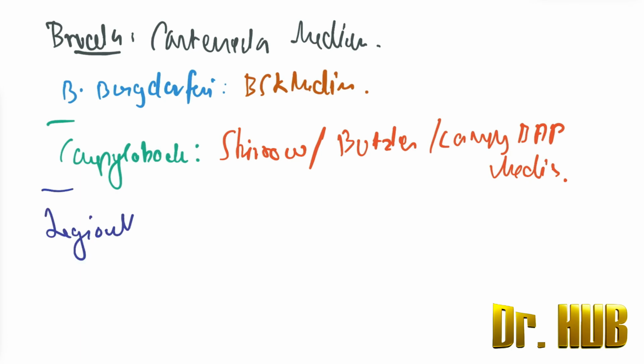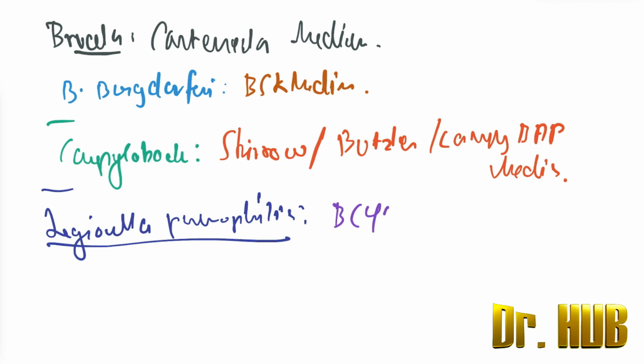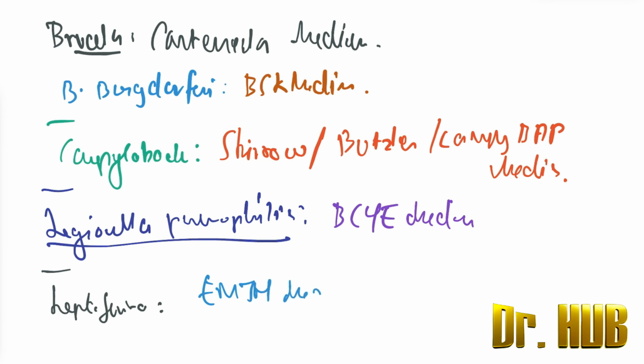Next we move on to Legionella pneumophila. In Legionella pneumophila, there is the BCYE medium. Next we move on to Leptospira. Under Leptospira, there is the EMJH medium. So Legionella is the BCYE medium, and Leptospira is the EMJH medium.